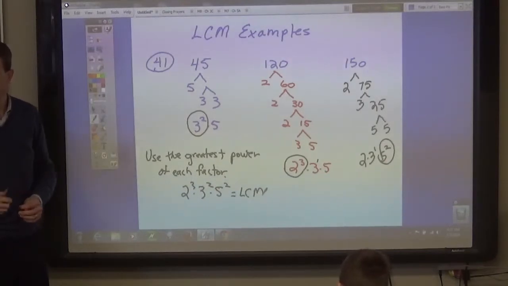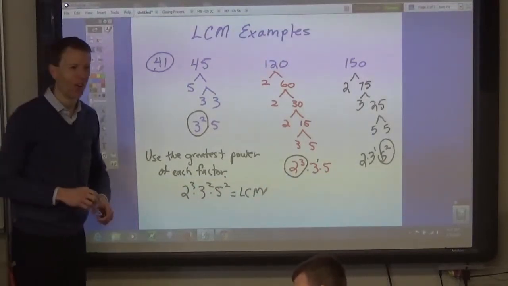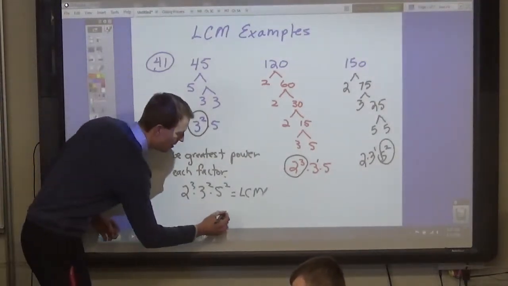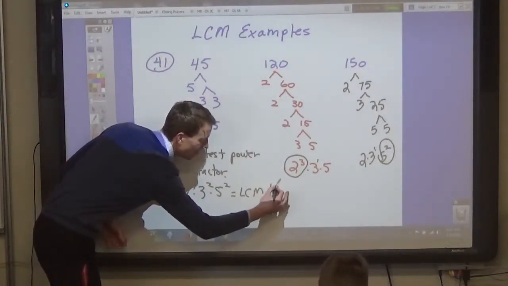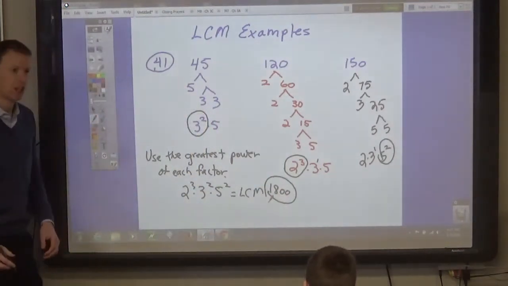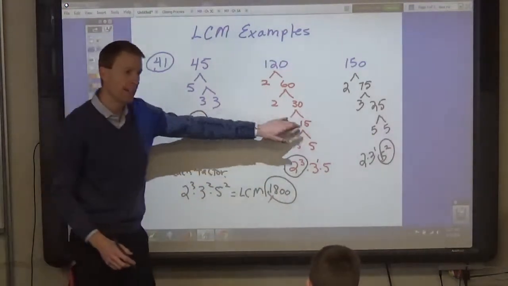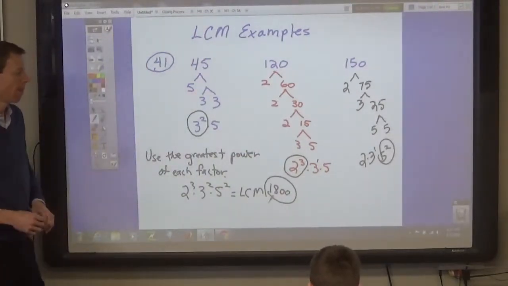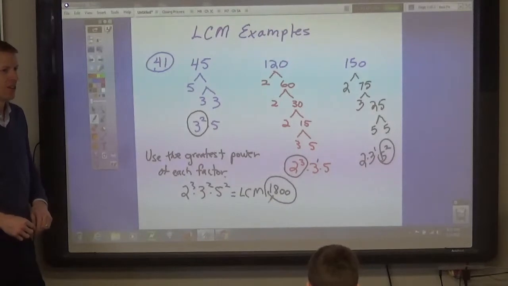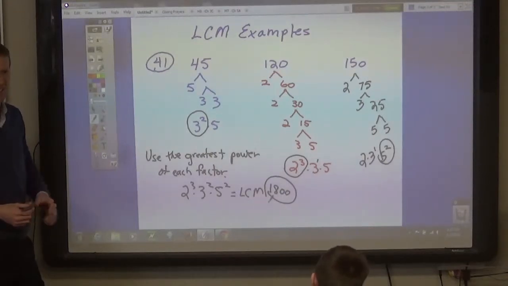What is it, Asa? 1,800, right. 1,800. That's the lowest common multiple, yes. That's why you wouldn't want to write them all out. Okay? Any other questions here on this one?